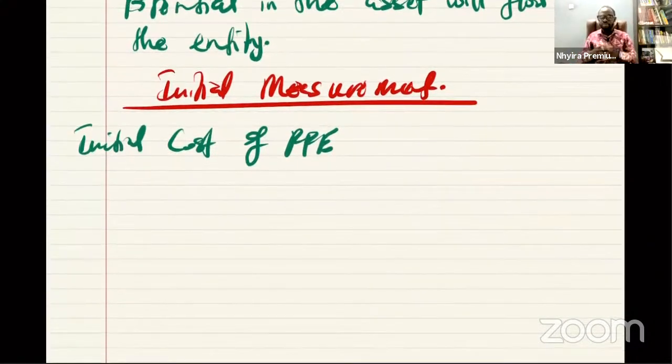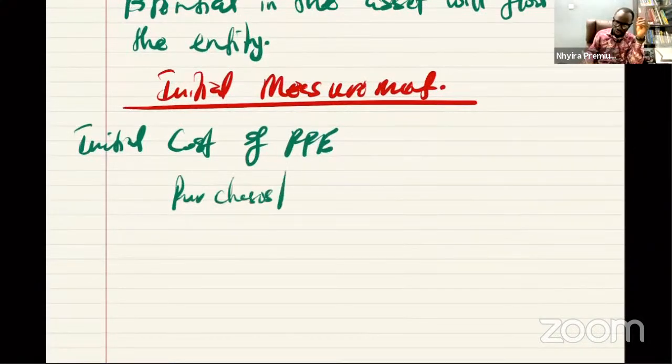What does that mean? It means that we're going to be taking into consideration various issues like import duties, delivery cost, installation cost, and dismantling cost. All of these things will be considered in the initial cost of the assets. So initial measurement: non-current assets are initially measured at the purchase price or the cost of manufacturing plus all other costs incurred in bringing the assets to its present use.